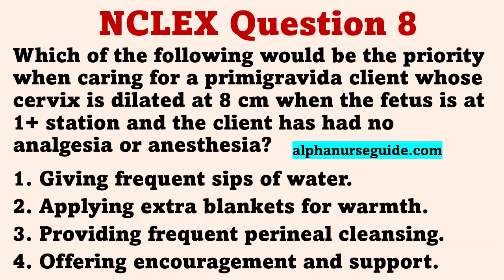Which of the following would be the priority when caring for a prima gravida client whose cervix is dilated at 8 centimeters when the fetus is at 1+ station and the client has had no analgesia or anesthesia? 1. Giving frequent sips of water. 2. Applying extra blankets for warmth. 3. Providing frequent perineal cleansing. 4. Offering encouragement and support.